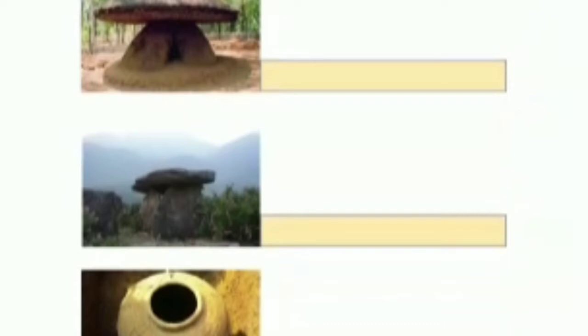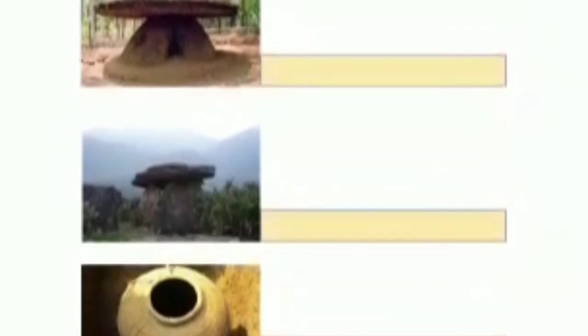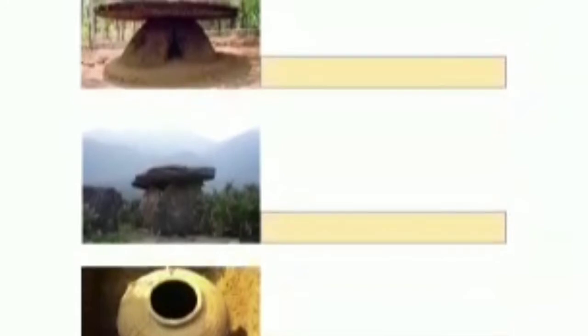provided. There are 3 pictures in this chapter. We have to collect the name of each picture and write it down.